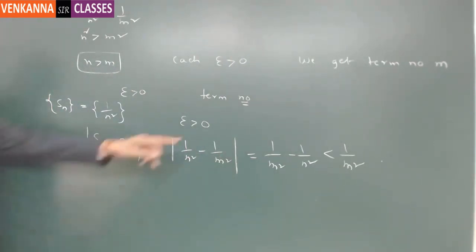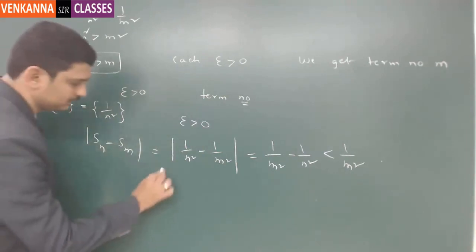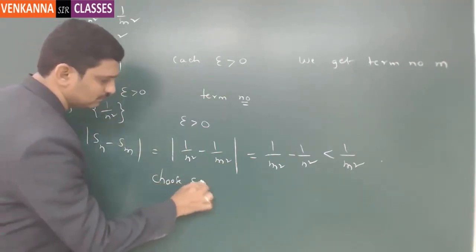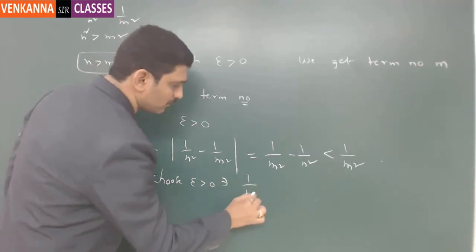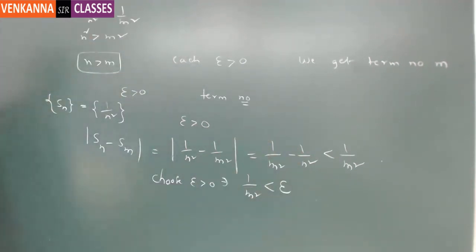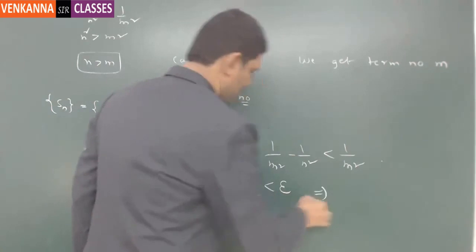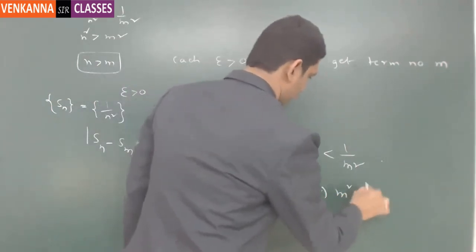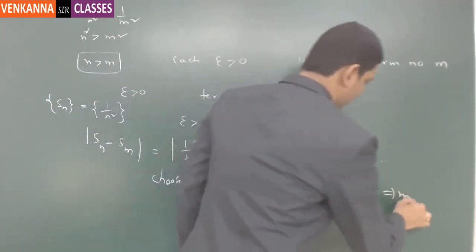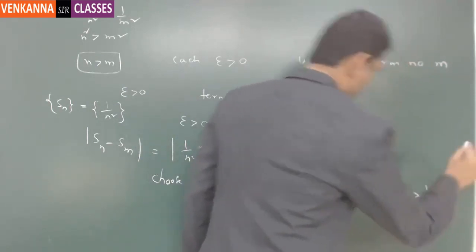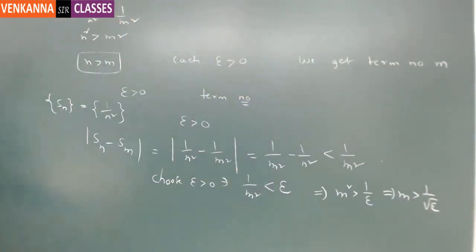So what happens? At this position, we choose epsilon. So m is greater than 1 by root epsilon. Accepted? Yes or no? So what does it mean?